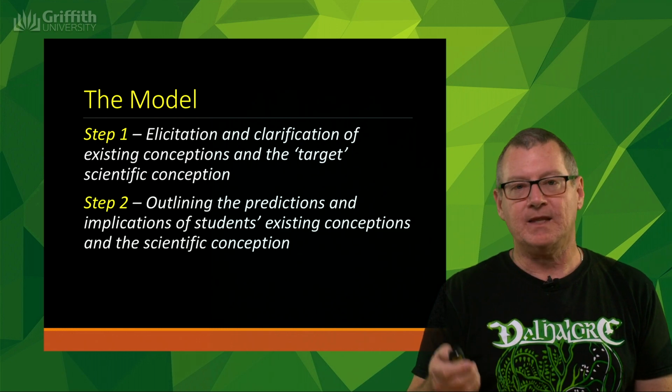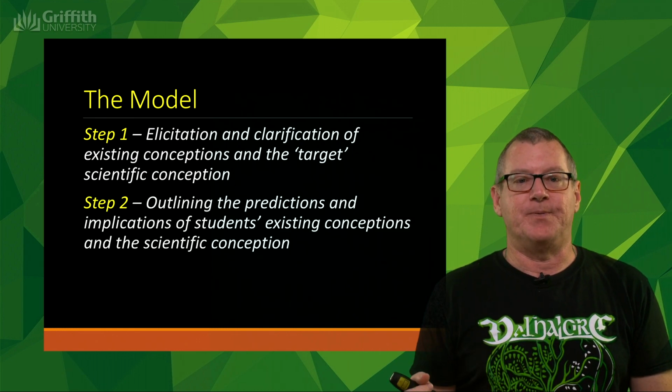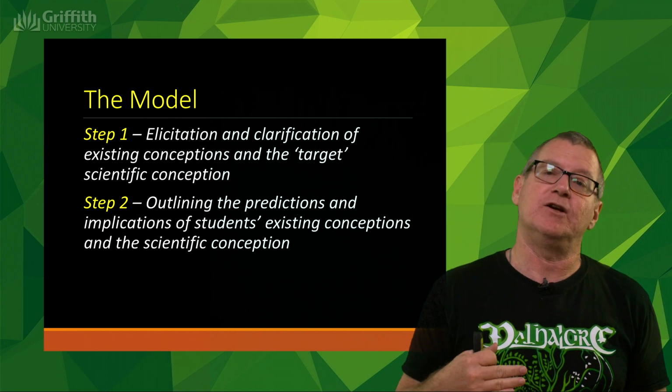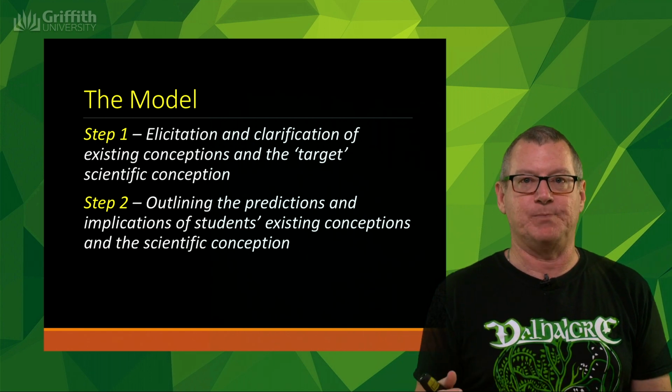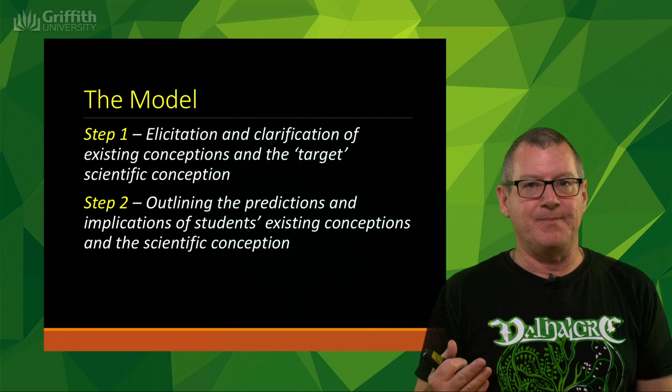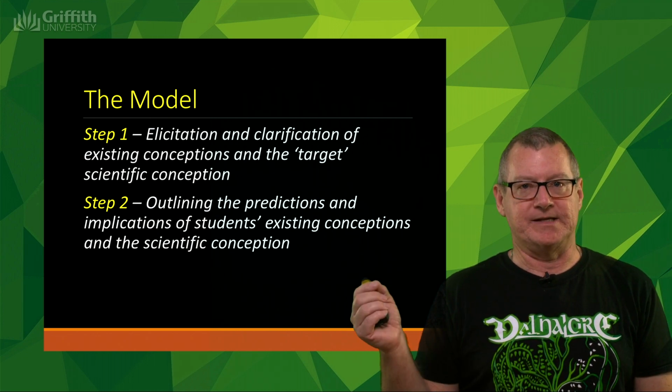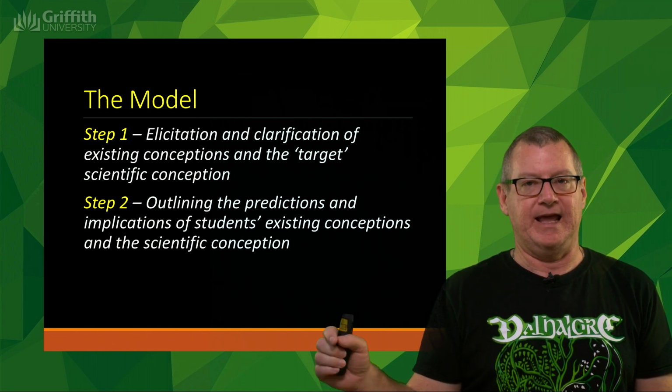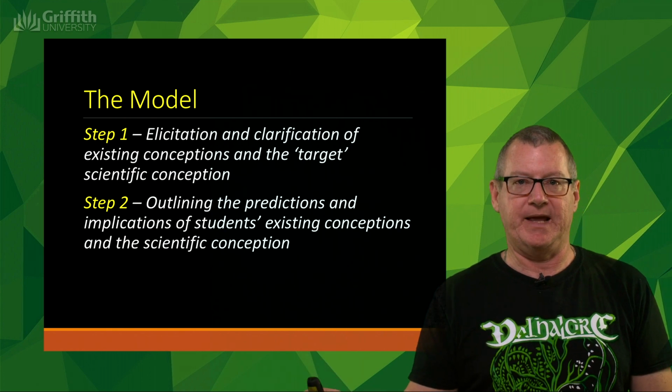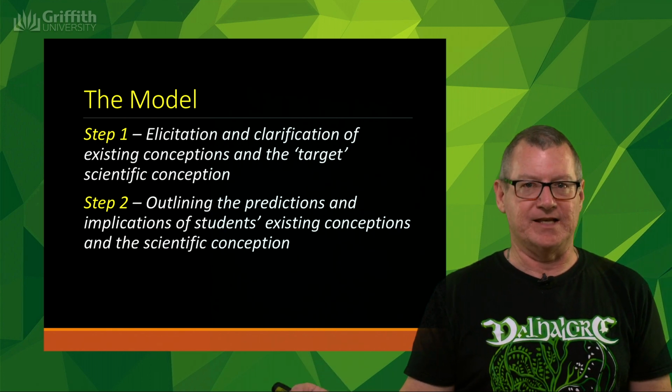Second step, outline the predictions and implications of the existing concepts and the scientific concept. So you're being very explicit. In chemistry, I predict that when I put this litmus paper into this solution, it's going to turn blue or it's going to turn pink. And here are my grounds for saying so.